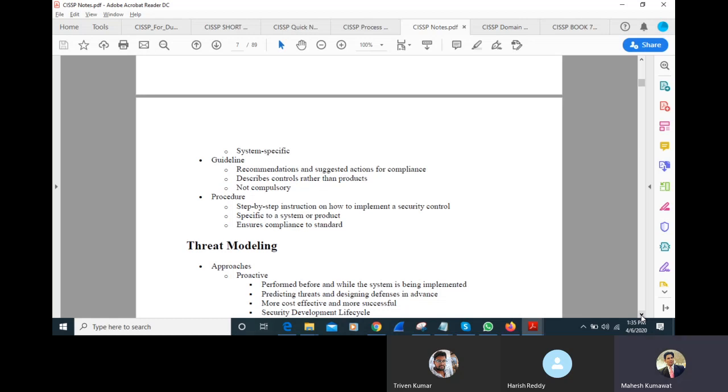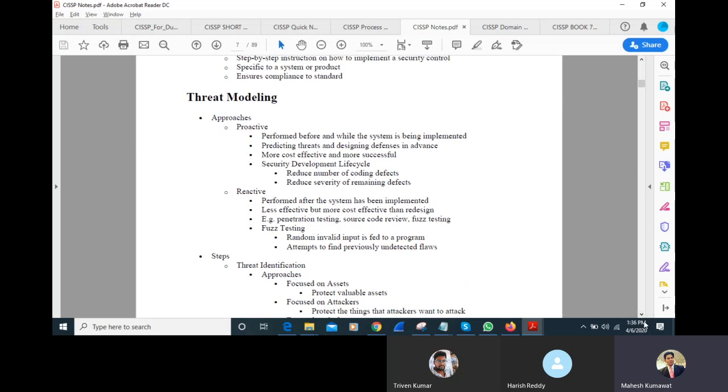Procedures are step-by-step instructions on how to implement the security control. Okay, so how do you provide security controls: step-by-step information, specific to a system or product, ensures compliance to the standard. So we have IT security policies, we have guidelines, we have procedures. We have due care, we have due diligence, we have data classifications, we have CIA threats, we have IEEE threats. This is a very important aspect from a security perspective.